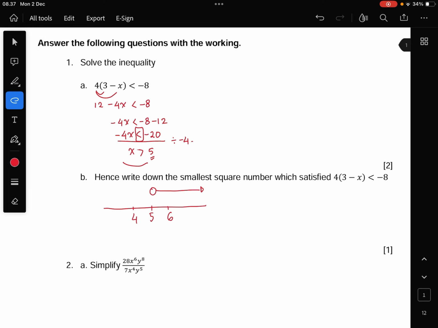Now, we need to continue the number line until we get the square number here. After 6, you have 7, 8, and 9. So we stop at 9 because it is going to be your smallest square number. So 9 is going to be your answer. It's done. Now let's move on to number 2.